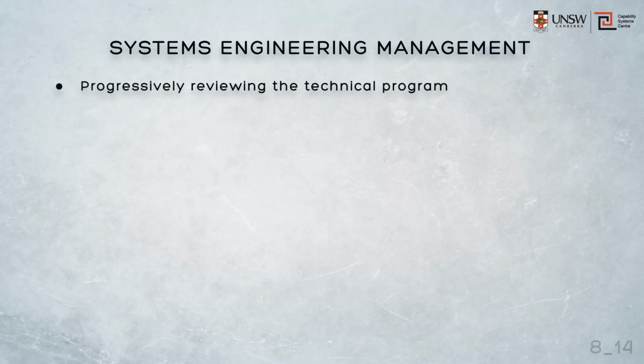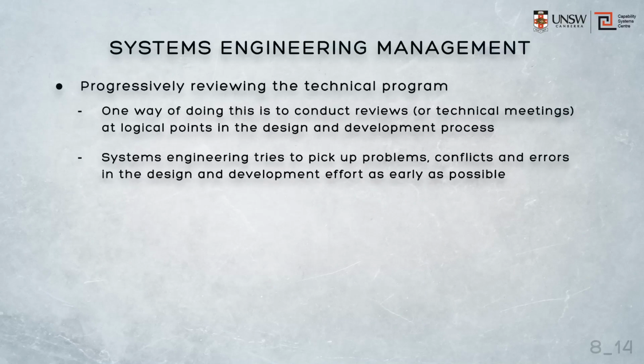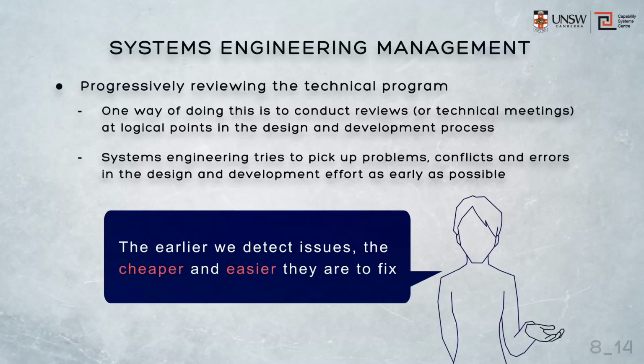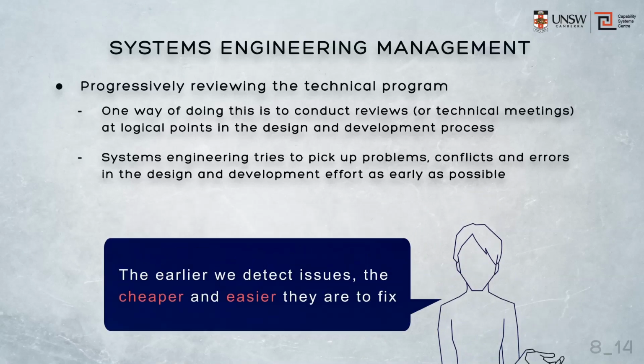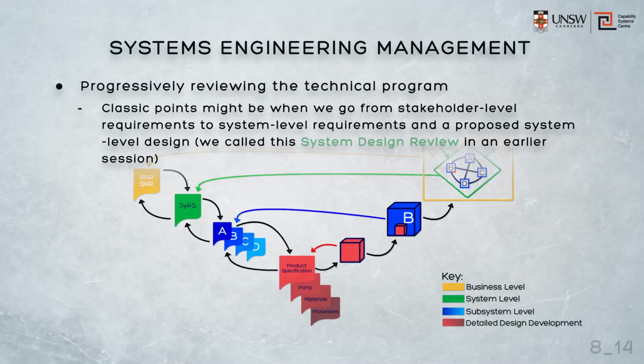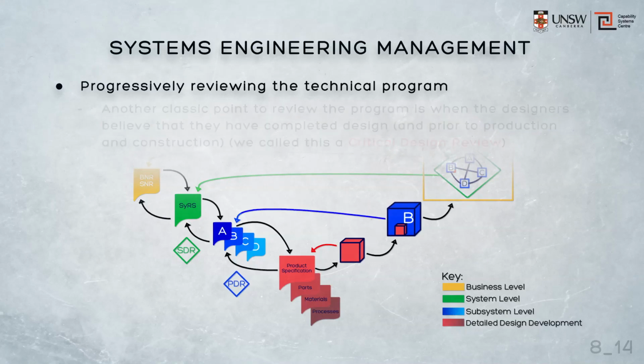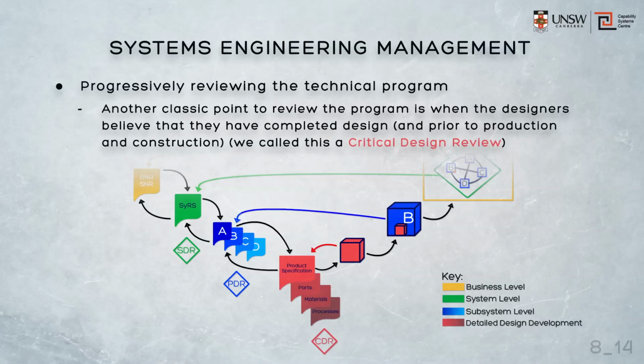Throughout this course, we've discussed the idea of periodically reviewing our work at logical points in the design and development process. This is an effective way of detecting errors, conflicts, and problems with our design as early as possible. After all, we know that the earlier we detect issues, the easier and cheaper they are to rectify. In this course, we're suggesting reviewing things after major transitions. For example, we spoke of a system-level review called the System Design Review when we transitioned from stakeholder to system-level requirements. We suggested a subsystem-level review called the Preliminary Design Review, and we also suggested a detailed design review called the Critical Design Review when the designers believed that they'd completed the detailed design of the system. The names of these reviews are not important. It's the concept of periodic and progressive review that we're trying to talk about here.